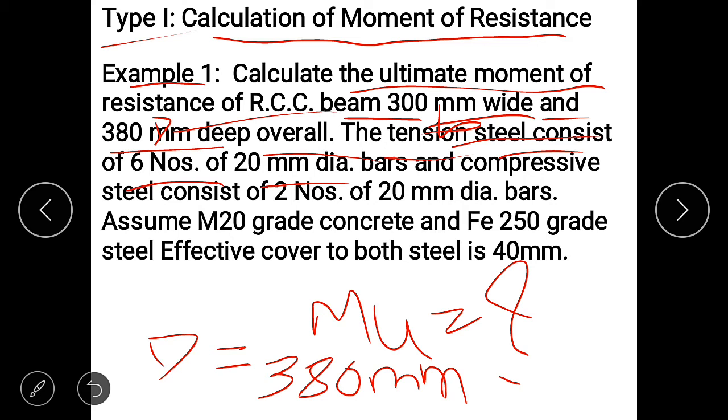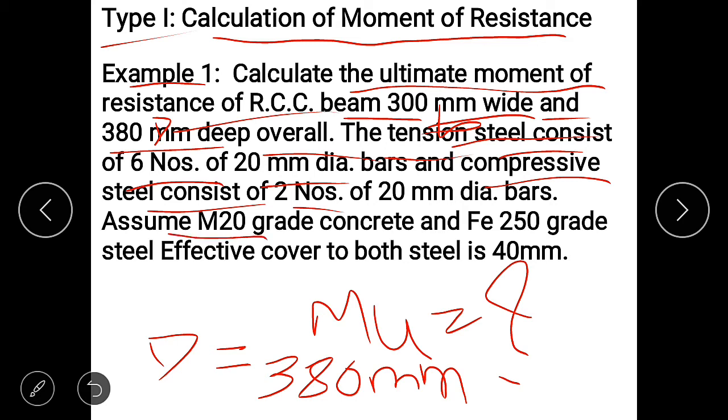Okay. And compression steel consists of two numbers of 20 diameter. In compression side, two bars are provided which have 20 diameter. So 20 diameter of two bars. How to calculate Asc? Asc is equal to 2 into pi by 4 into d square. Diameter is 20.